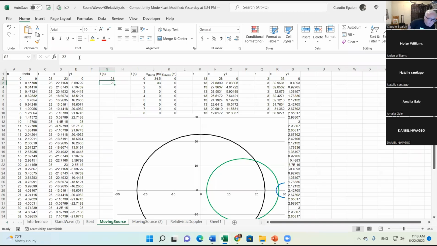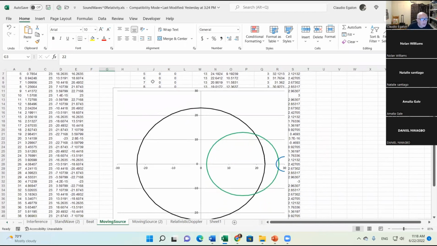Okay, so from this pattern, from this line that you see here connecting, if you connect the source to those lines, we form a cone that has a given angle. And this angle of the cone can be used to determine the speed of the source. Okay, so how do we do that?